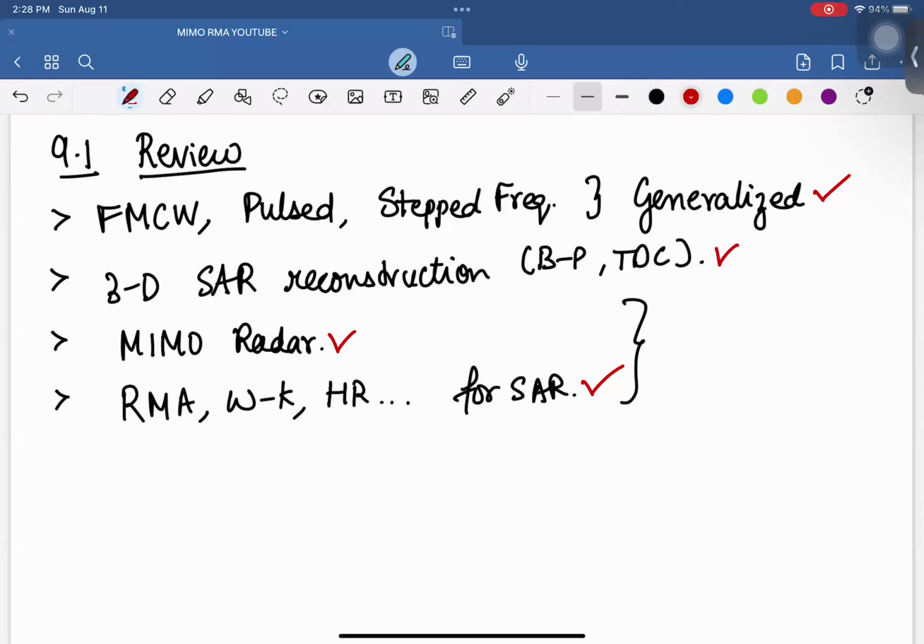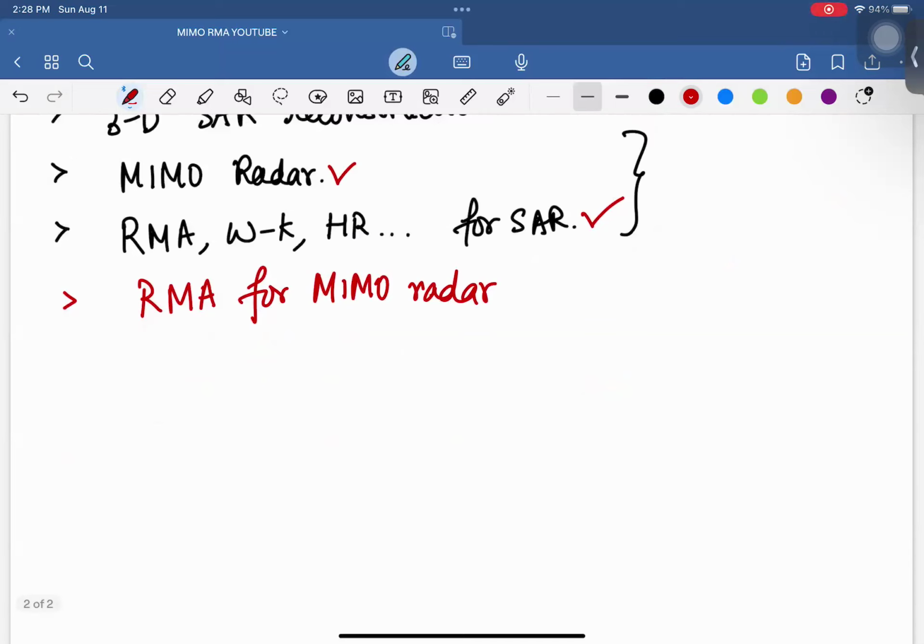Okay, so now we will do RMA for MIMO radar. So in this video, I'll cover just the theory, and the next one, I'll show you a MATLAB implementation of how to implement this algorithm. I don't have any experimental data like I did for the SAR algorithm, but we can generate some synthetic data and see how to reconstruct from that. Okay, so we'll start as usual with the signal model, which we've seen many times, but just as a warm-up, we'll go through that.